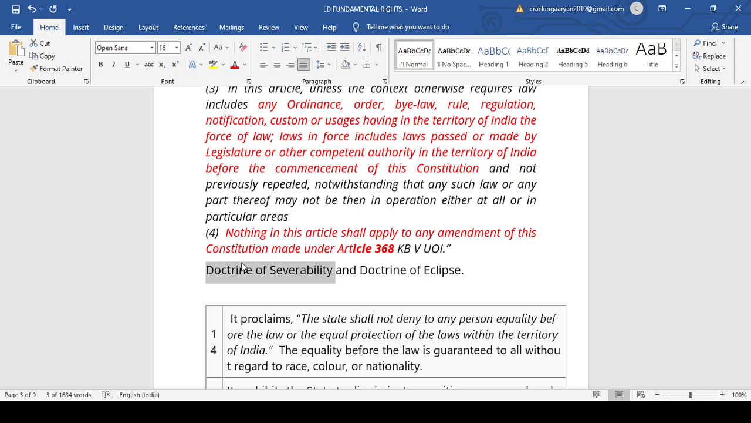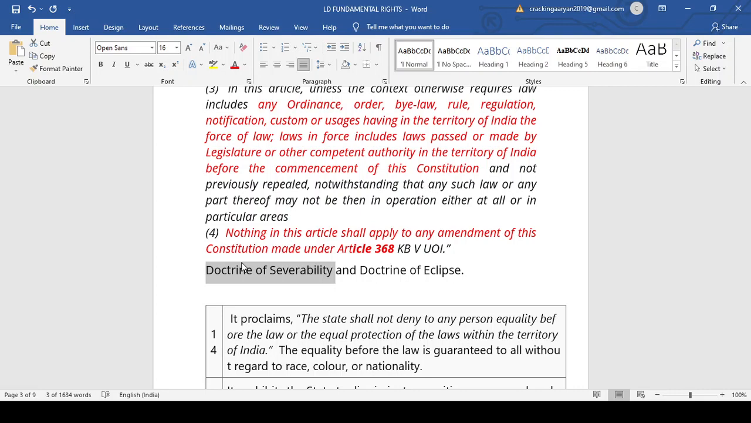Take the example of Section 377. That is the National Legal Services Authority versus Union of India, the homosexual case. So in that case also the whole Section 377 was not considered unconstitutional. Only Section 377 clause 1 was struck down by the Supreme Court. The whole 377 was not struck down. That is the example of the Doctrine of Severability. Whenever any law is brought to the Supreme Court, the whole law is not declared void.